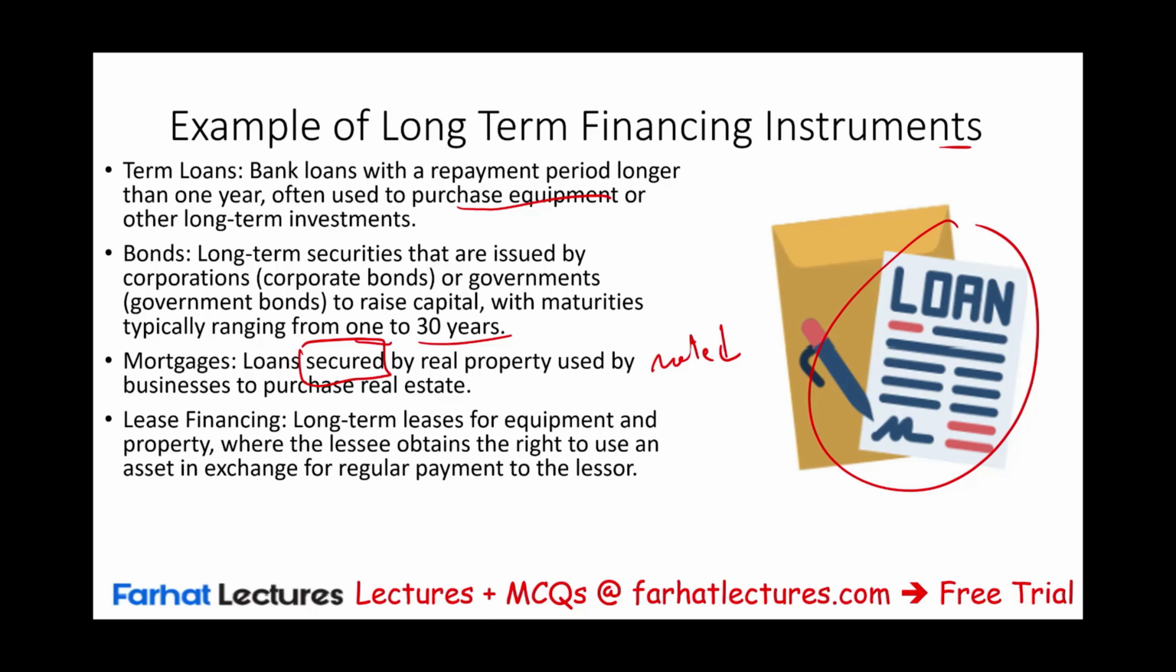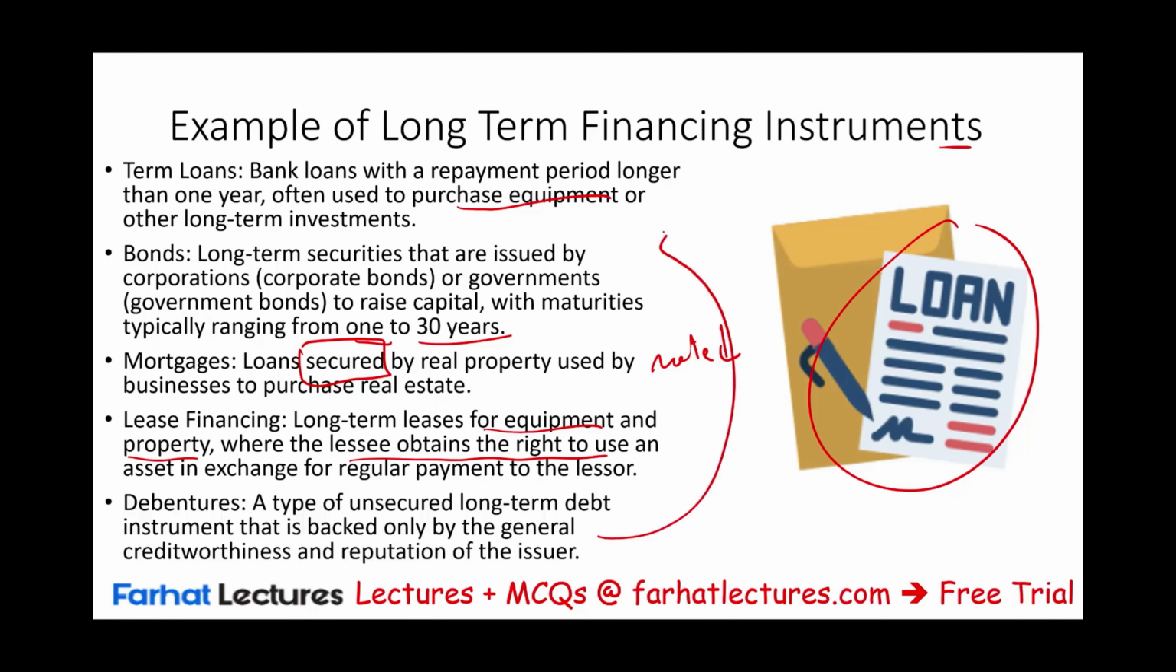Lease financing, another form of financing. Again, you can finance equipment, property, plant and equipment as well. The lessee obtains the right to use the equipment in exchange for payments. And debenture, similar to bonds, except debentures are unsecured. Simply put, you're issuing the bond and it's not backed by any asset like a mortgage. Mortgage, it's a secured loan. Debenture is unsecured. It means you are selling the bond, getting the money, and whoever is giving you the money is not getting any security in return.